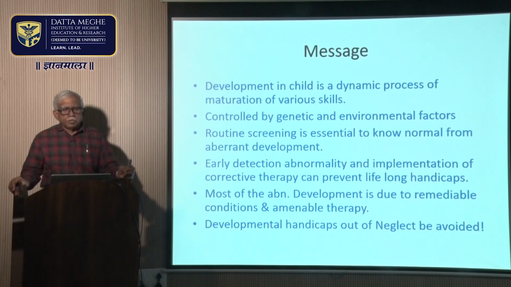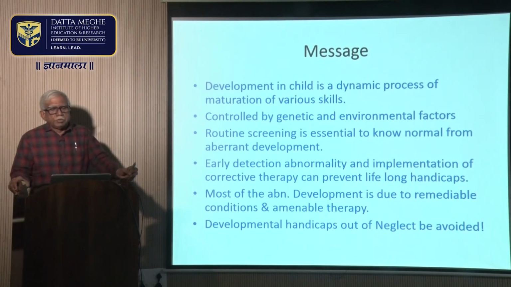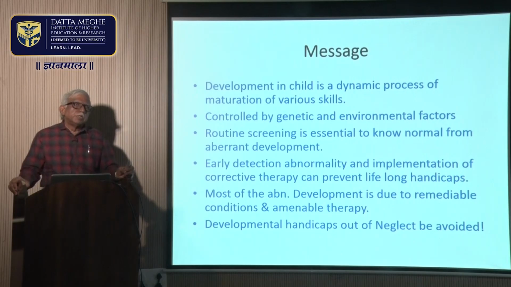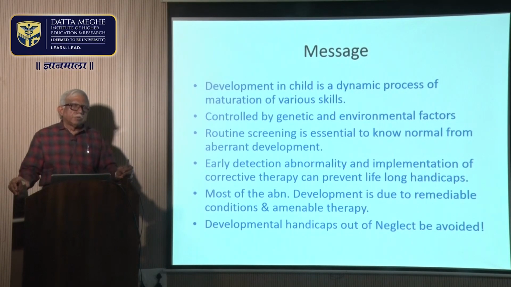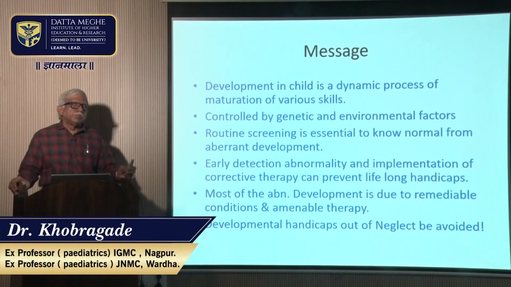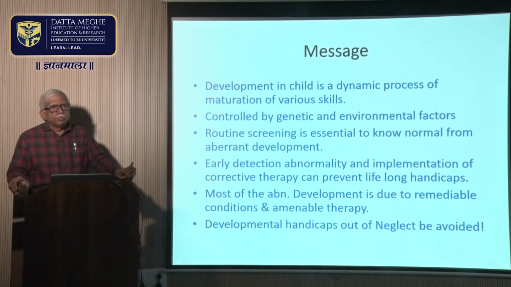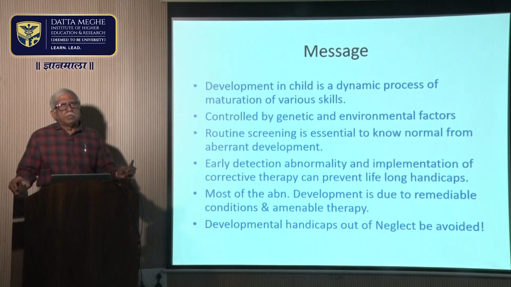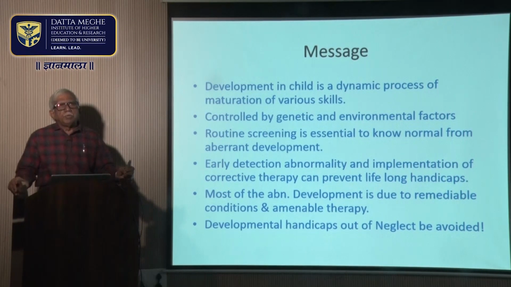The last but not the least, the message is that development in a child is a very dynamic process of maturation of various skills. Sometimes a child is brought at the age of 6 months, and the mother says that my child is not sitting, as compared to the neighbor's child who is able to even stand and walk at the age of 6.5 months. Then you are in a questionable position as to why this is so. When you try to assess it, you find that the reference child may be either a normal child or an abnormal child.